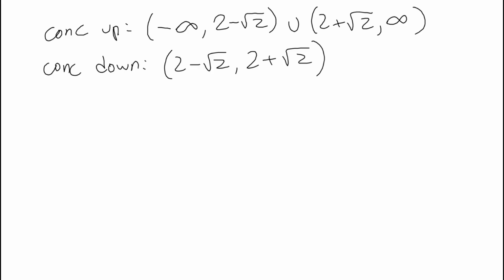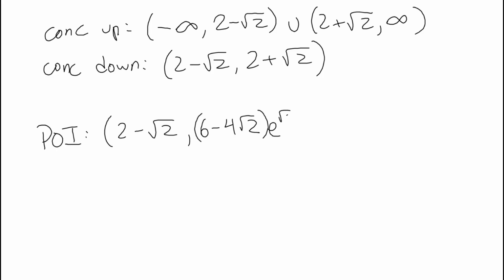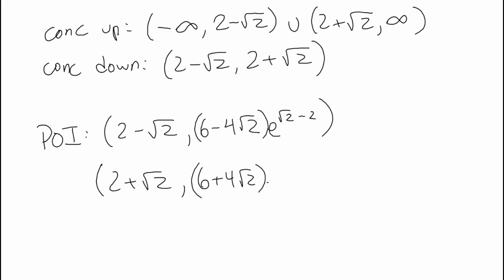The points of inflection, those are some really irritating numbers. Right? Our points of inflection ended up being 2 minus root 2. And the arithmetic on this, again, once more, is something I would never make you do on the test. It's 6 minus 4 root 2 times e to the root 2 minus 2. And the other one was 2 plus root 2, and that one would be with 6 plus 4 root 2 times e to the negative 2 minus root 2. Okay, so don't worry about the arithmetic on those.